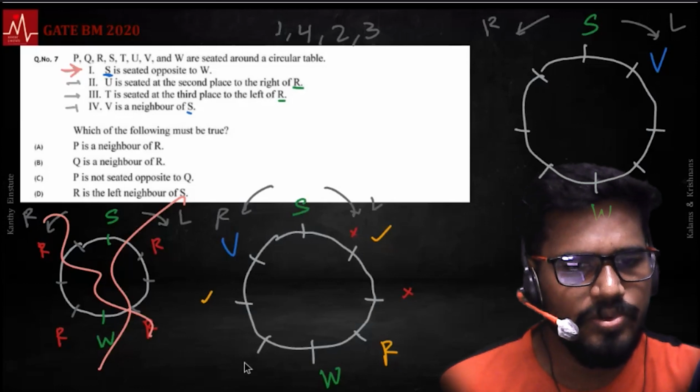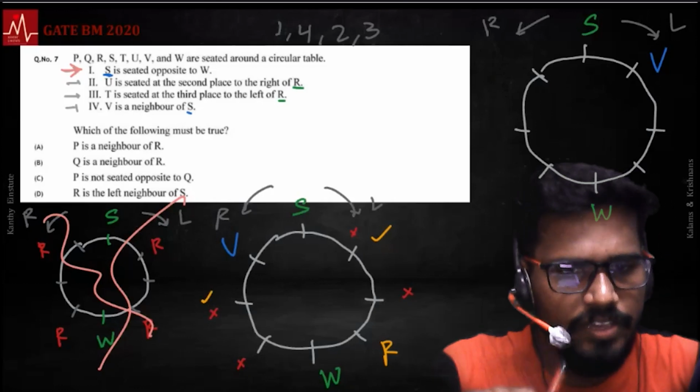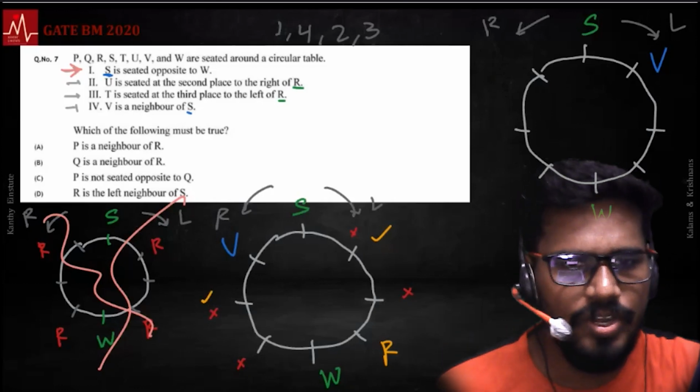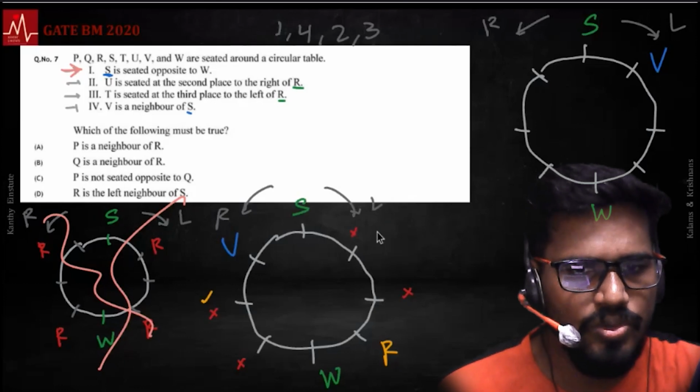If R is here, the second right place is occupied. R cannot be here, of course. If R is here, the third left is not occupied. If R is here, the second right is not. That is the only space for R. And given that, we can also put where U is. U needs to be here. The spot, U can be there.